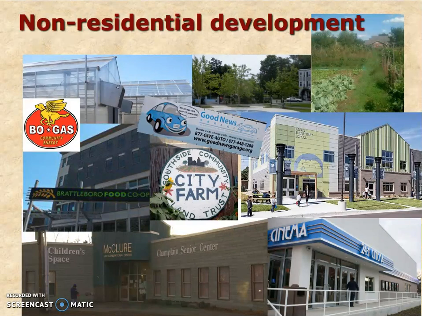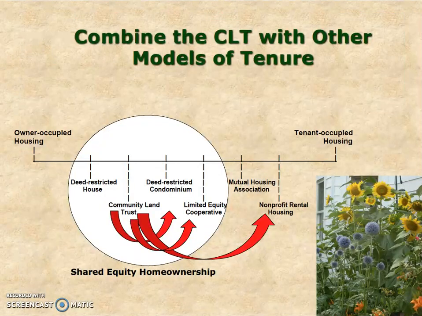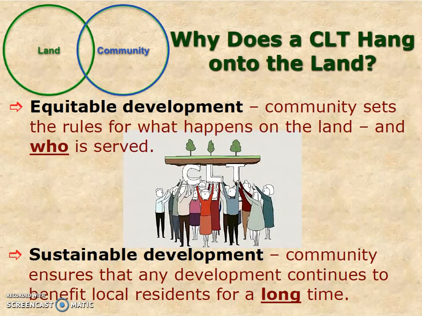So as you can see, this is a very flexible model of tenure, which lends itself to be combined with other models and mechanisms. CLTs never resell their land. They hang on to it even as it is leased out and put to productive use. They hang on to the land because the nonprofit landowner wants to determine what is built on the land, how it is used, and how low-income and moderate-income people might benefit from that land, not only in the present, but for a very long time.